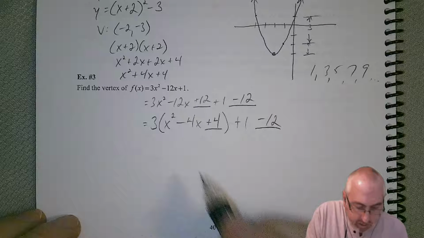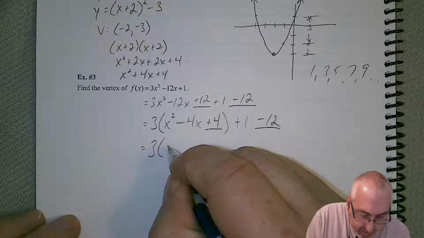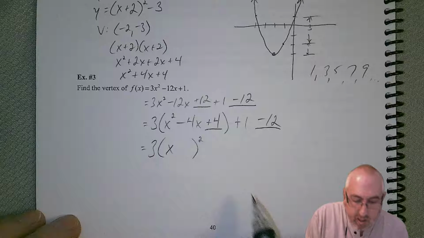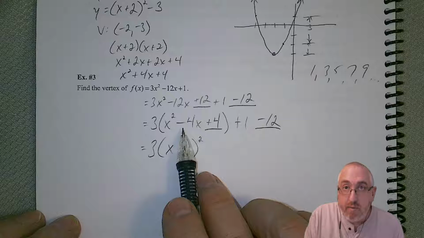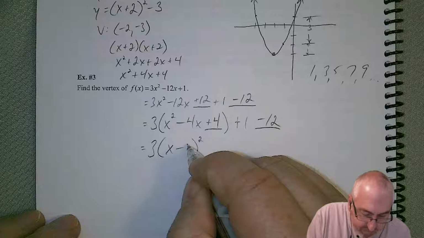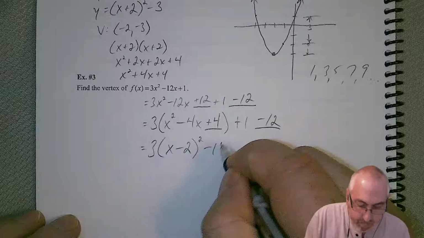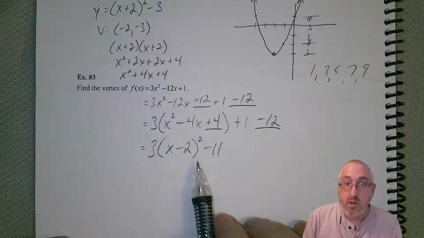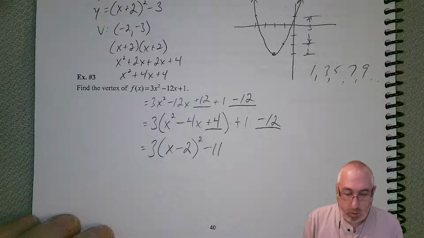So this is a perfect square trinomial, so we can factor that. And what did we say before? Whatever we took half of, that's what goes here. So we took half of -4, which is -2. So -2 is what should go here. And now 1 minus 12 is -11. And so that should be our quadratic function in standard form.